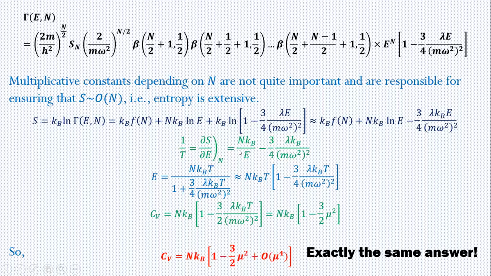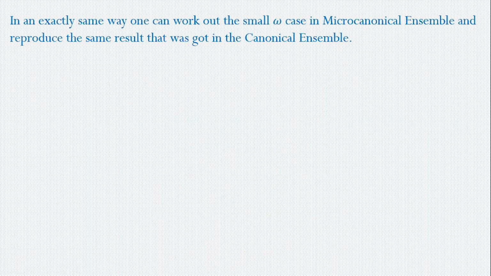Then 1 by T is a derivative, which is doable. E is expressed in terms of temperature, and then once again there is an inverse and a binomial expansion because lambda is small. So this, and then the specific heat turns out right: exactly the same answer that we got in the canonical ensemble case. Similarly, we can work out the small omega case using just the microcanonical ensemble, nothing else. We shall not repeat the calculation, but exactly the same result will be produced.